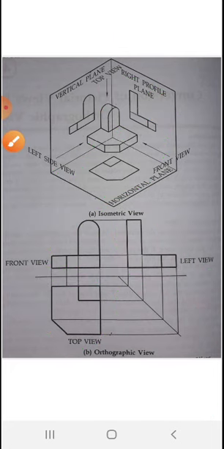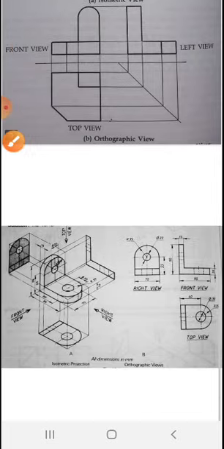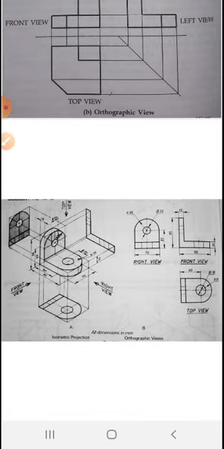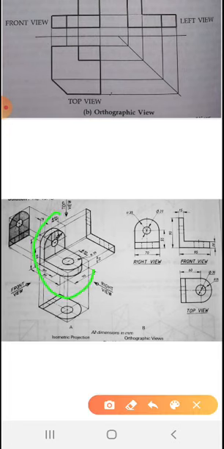We can take one more example to understand the clarity of the orthographic view with the help of isometric projection. So this is the bracket. It will be visible in 3D views, or pictorial views. The three directions are given in the question: this is the front view, this is the right view, and this is the top view.